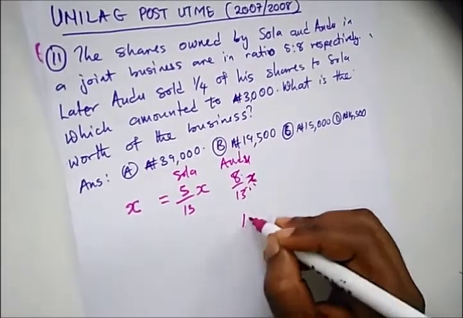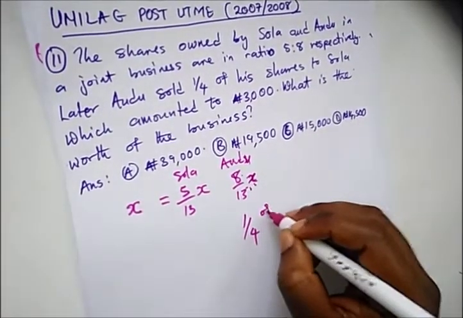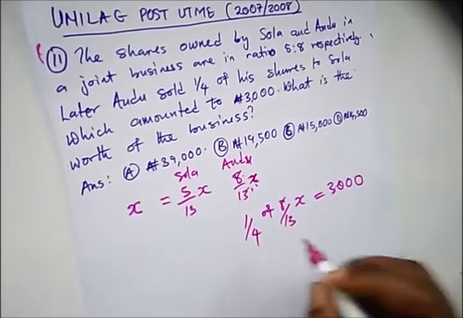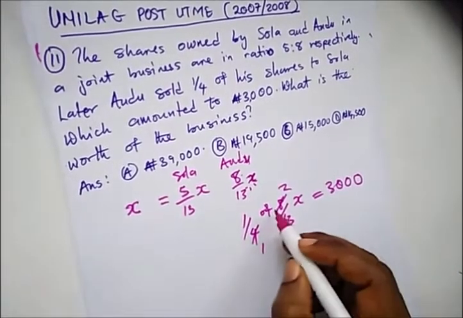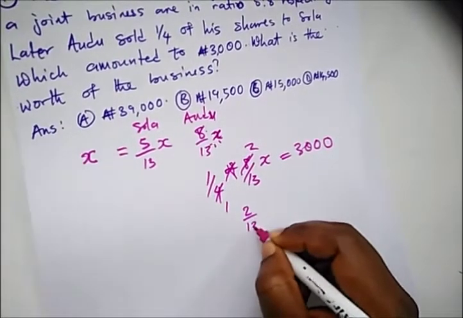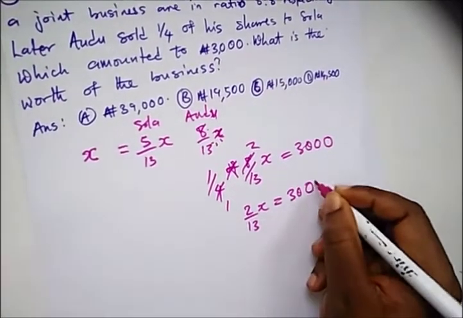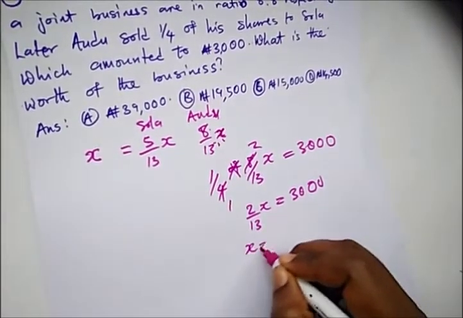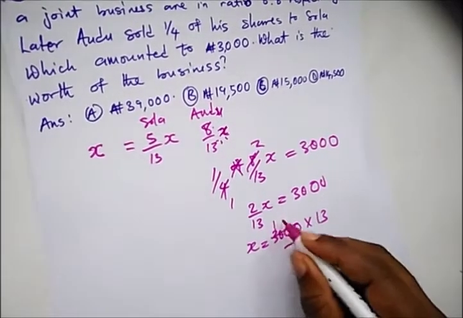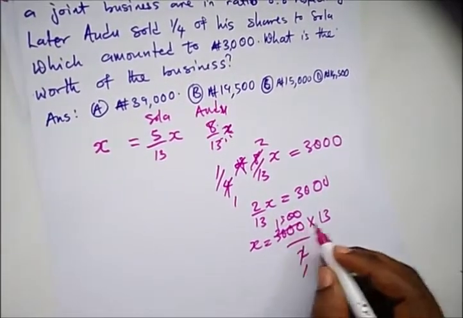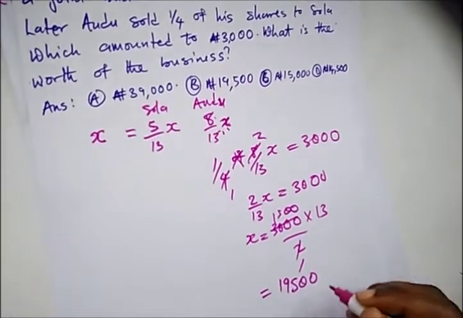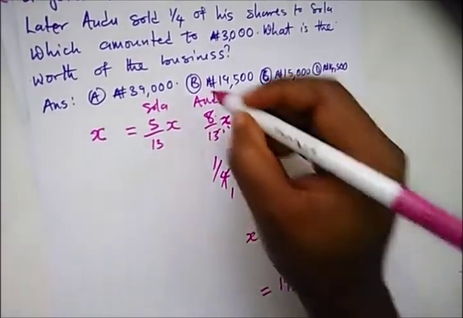So we have 1/4 of 8 over 13x is equal to 3,000. So this will cancel, this will cancel. This is a multiplication. So we have 2 over 13x equal to 3,000. To get x, multiply this. So we have x equal to 3,000 times 13 over 2. This will cancel. This will be 1,500. And 1,500 times 13 is 19,500. So our correct option here is option B.